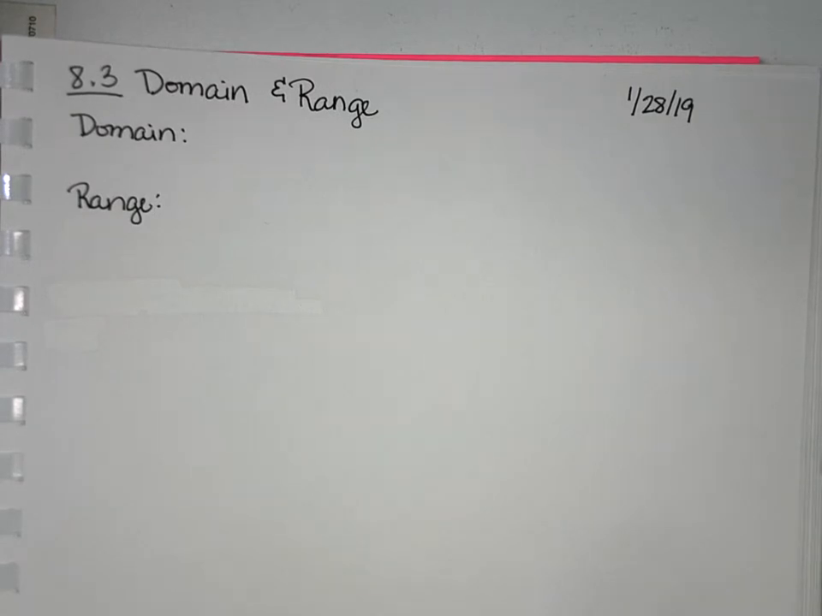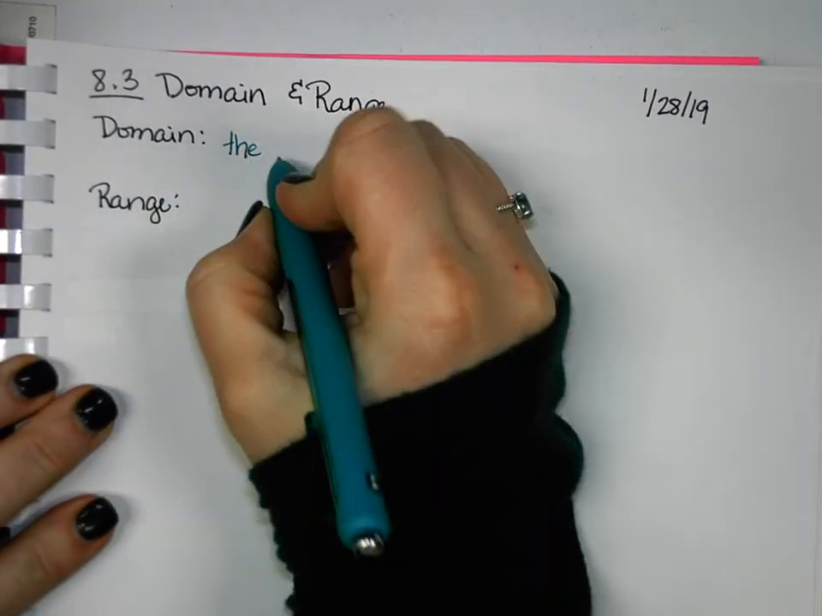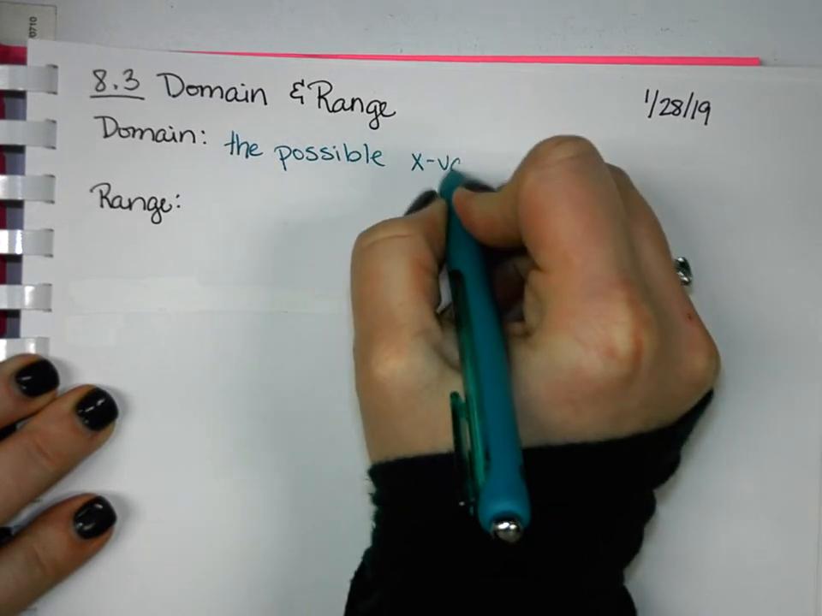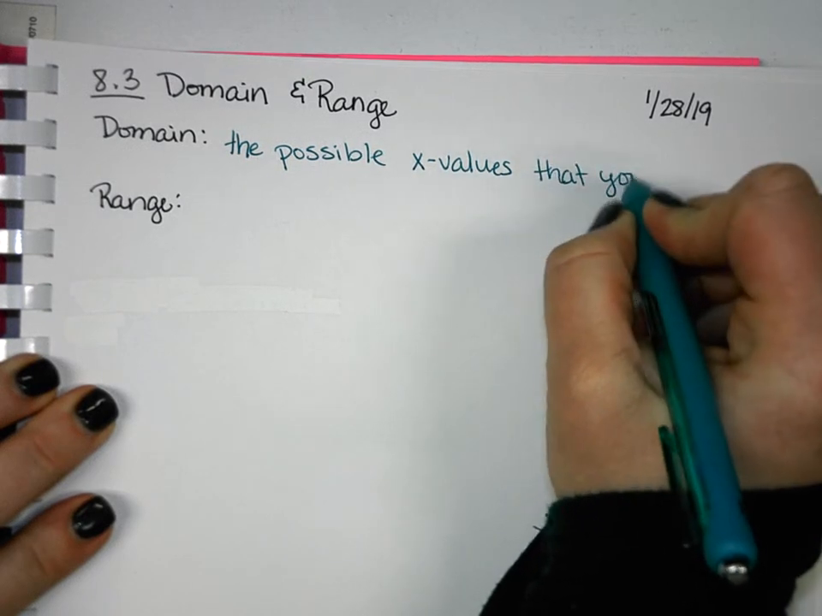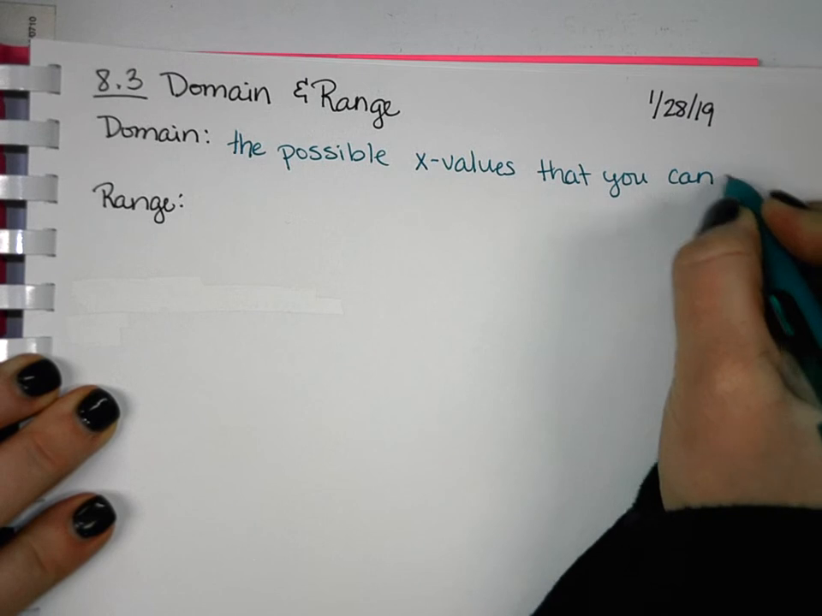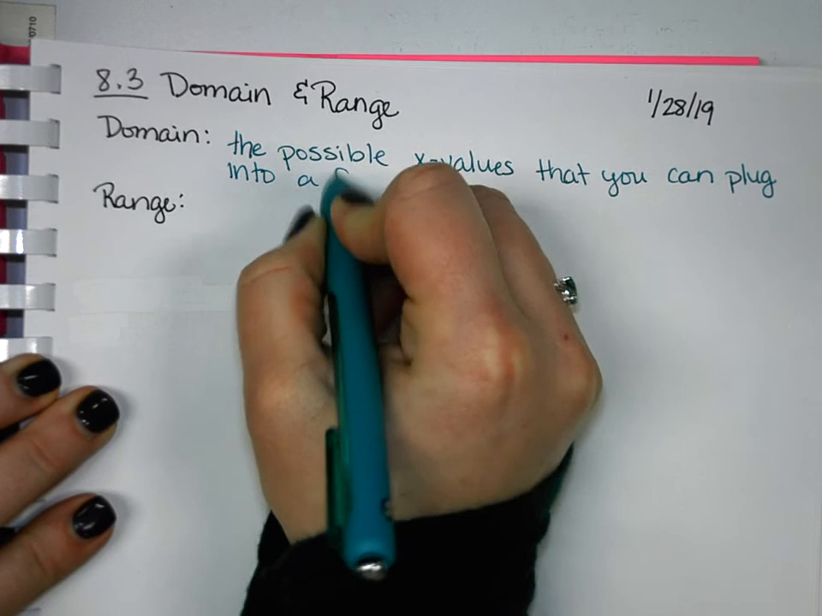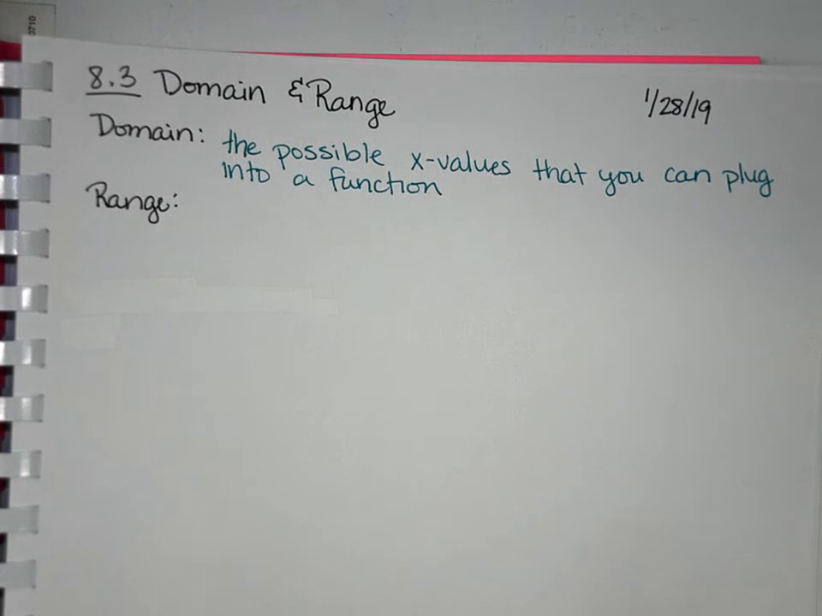So just to recap, a domain are the possible x values that you can plug into a function. So in other words, in order to be part of the domain, you have to be able to plug it in and get something out. And that something you get out is the range.